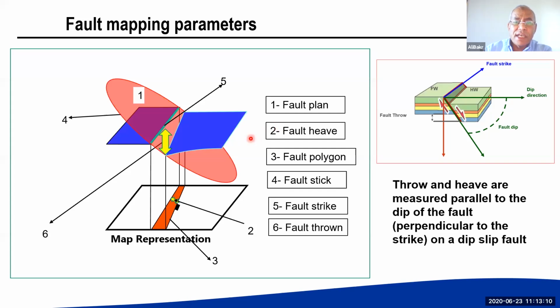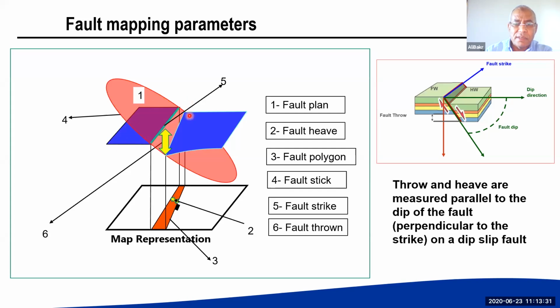Number one is the fault plane. So now we already defined the fault plane. We call that the fault mapping parameter. If you would like to map the fault, then you need to learn these parameters. And number two, the fault heave. As an example, if I image this fault on the map plane, then this is the upthrown side of my fault, and this is the strike of my fault.